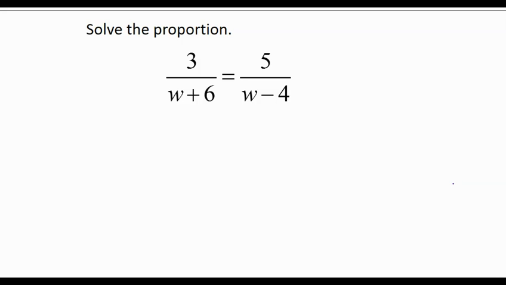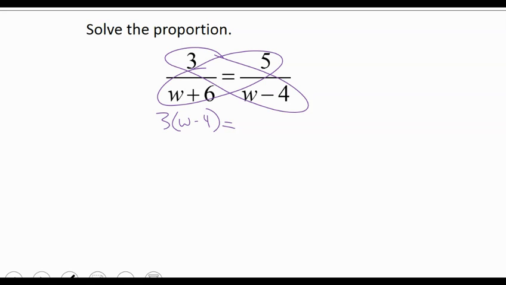Okay, so 3 over w plus 6 equals 5 over w minus 4. So I'll do this diagonal first, 3 times w minus 4. And then I'll do this diagonal, which was w plus 6 times 5, but I'll put the 5 first. 5 times w plus 6. So both sides have parentheses, so I have to do the distributive property on both sides. So that'll be 3w minus 12. And on this side, it'll be 5w plus 30.